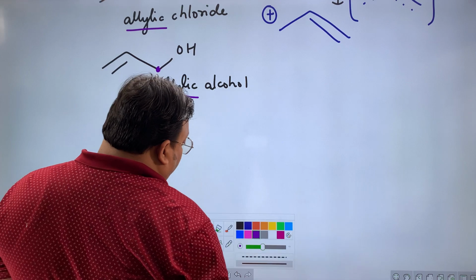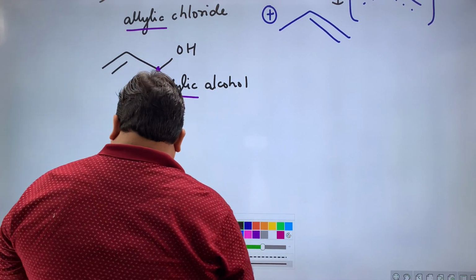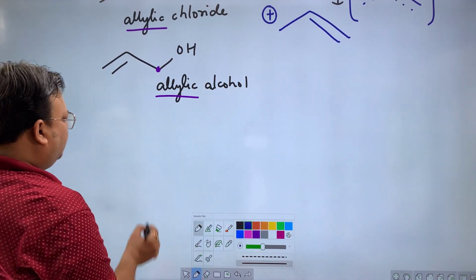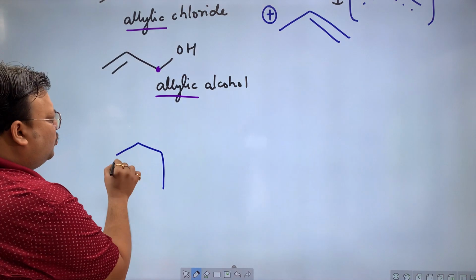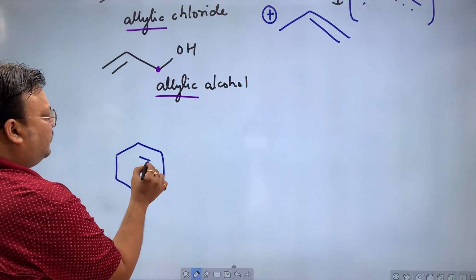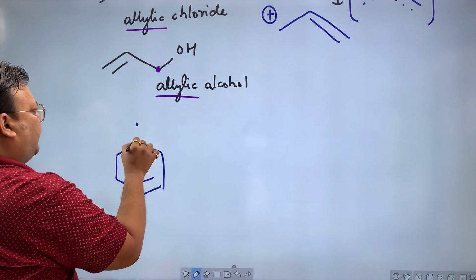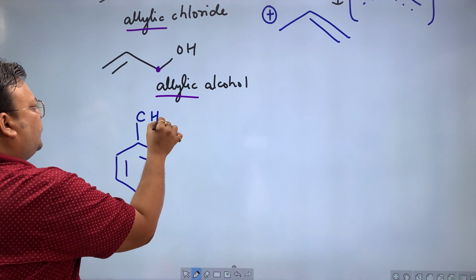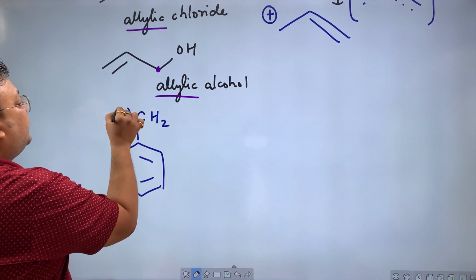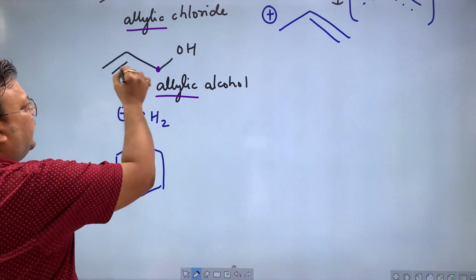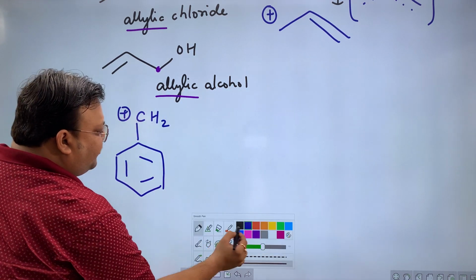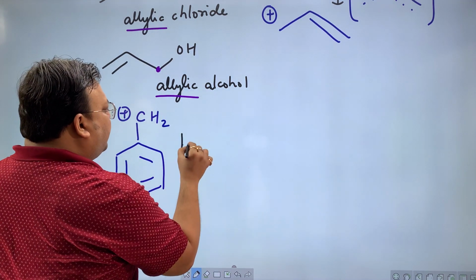we'll get to see one more type of carbocation. So there is a carbocation next to an aromatic ring. This position is called benzylic. Next to a double bond is allylic. Next to a ring is called benzylic.